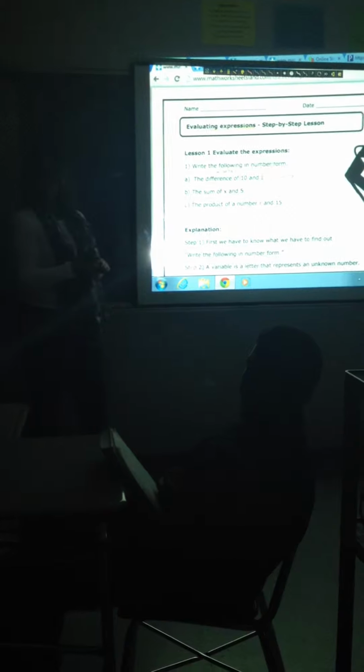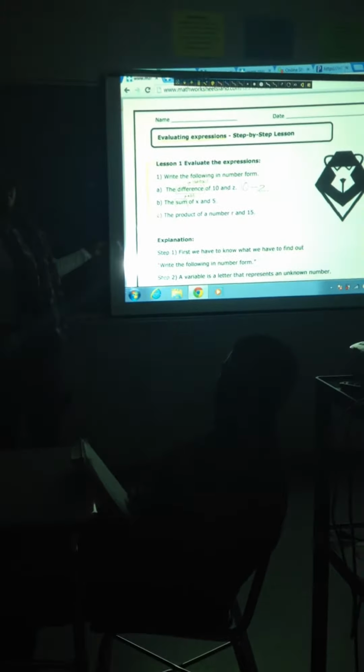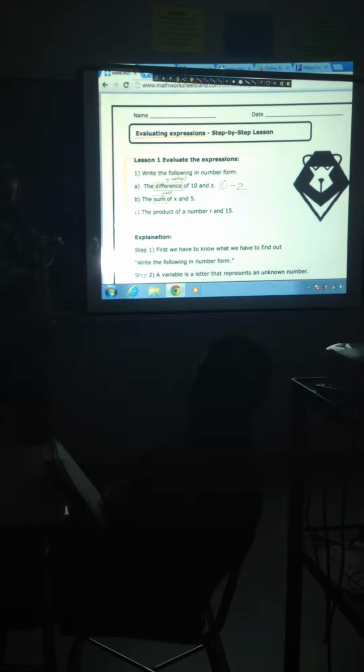Okay, B. The sum of X and 5. What does sum mean? Add. Is Tyreek the only person that knows the key words for math operations? Product means multiply. The sum of X and 5. How would that look? X plus 5.